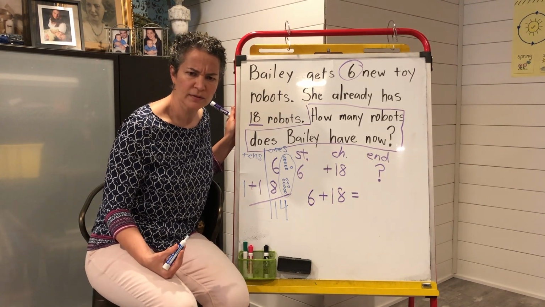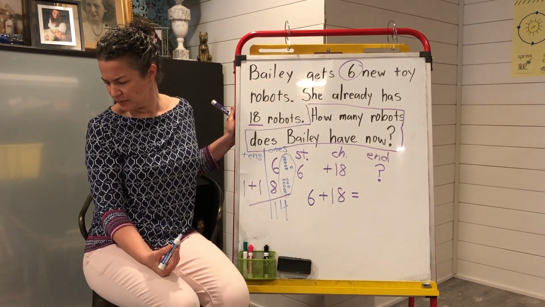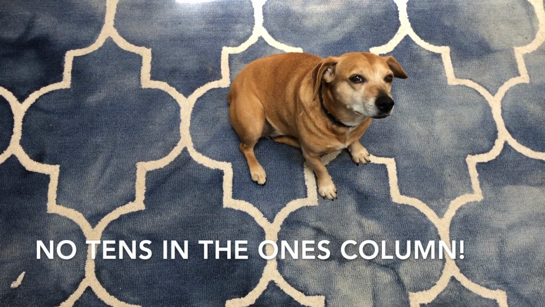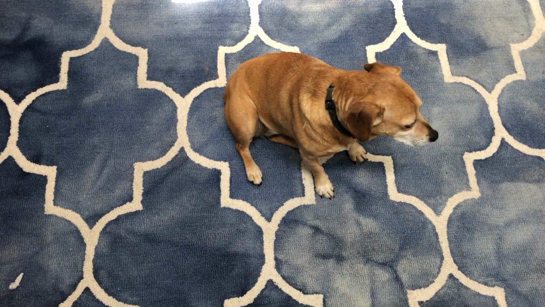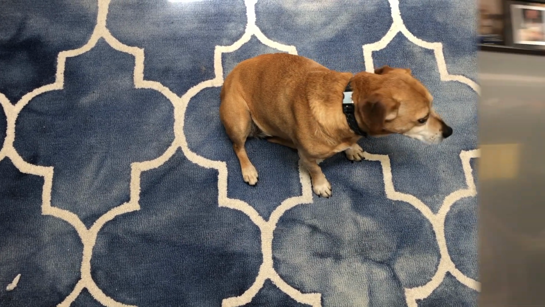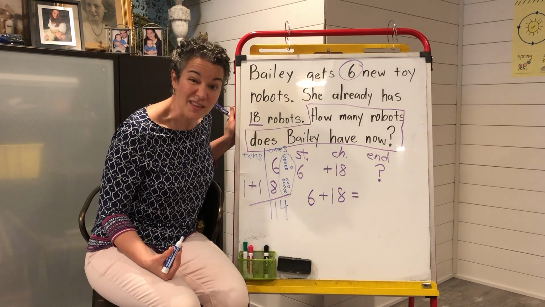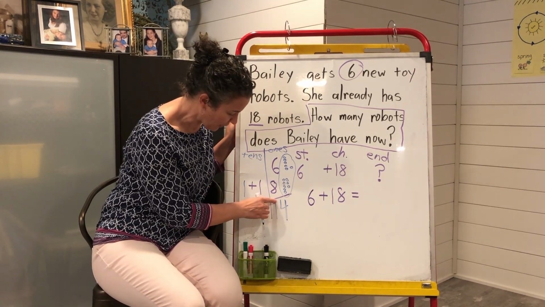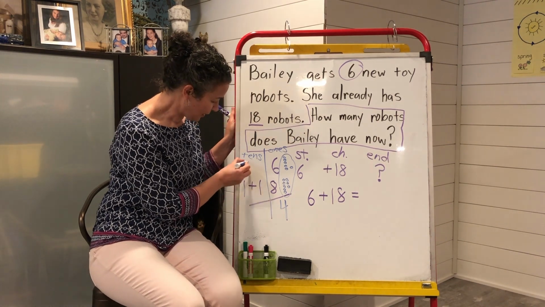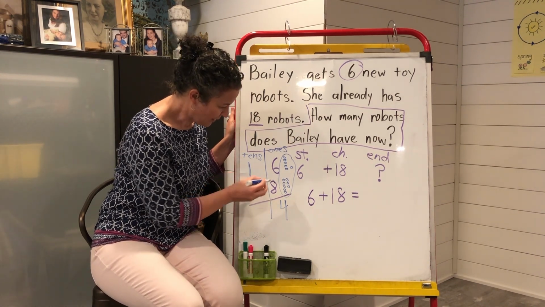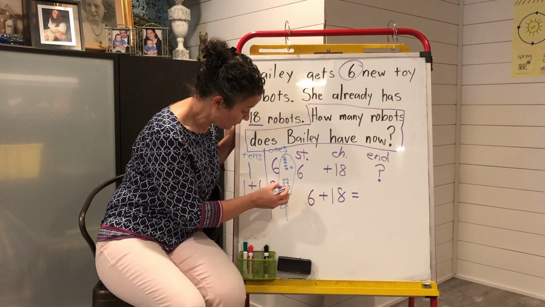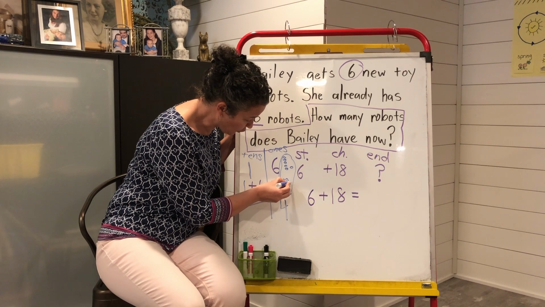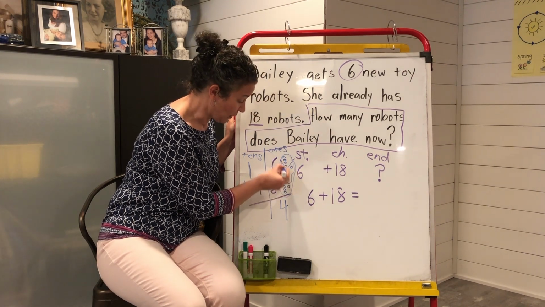What's the problem? Penny, what's the problem? Penny says I'm not following the rules. I can't have 10 in the 1s column. It's against the rules. I've got to erase that 10 and move that 10 rod over here. And so I remember I did that, my friends.